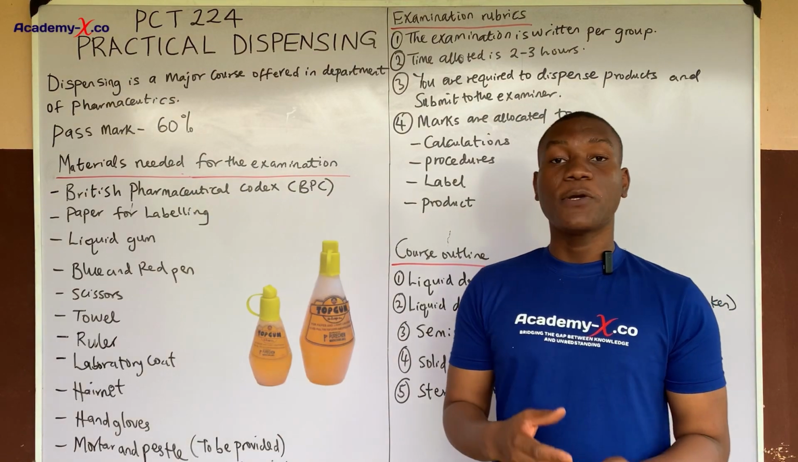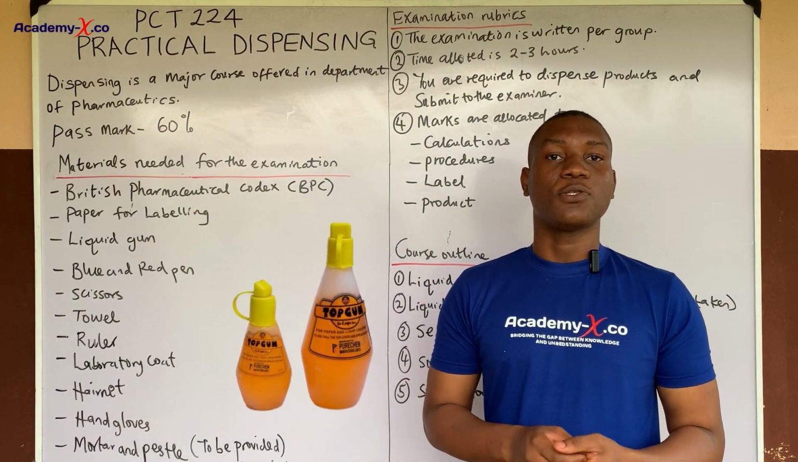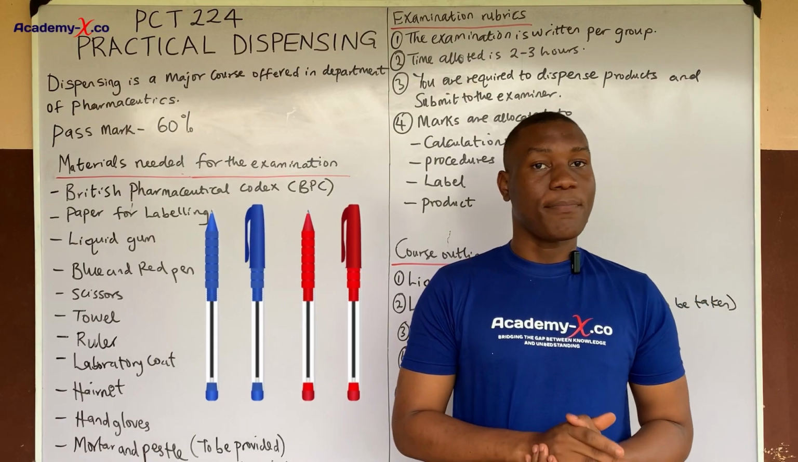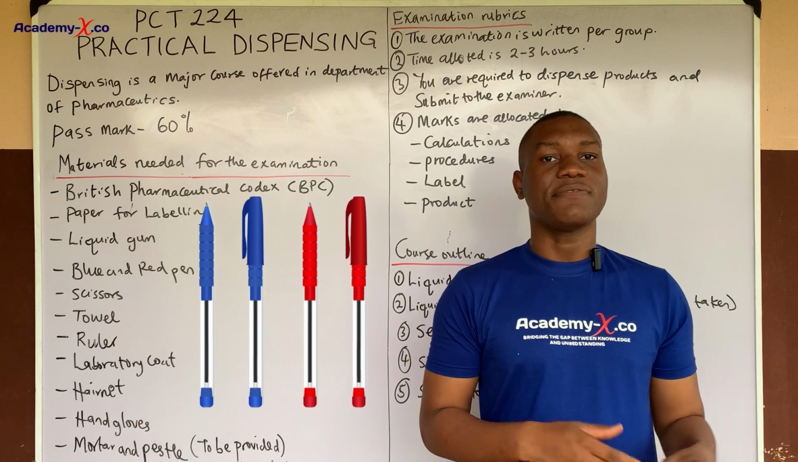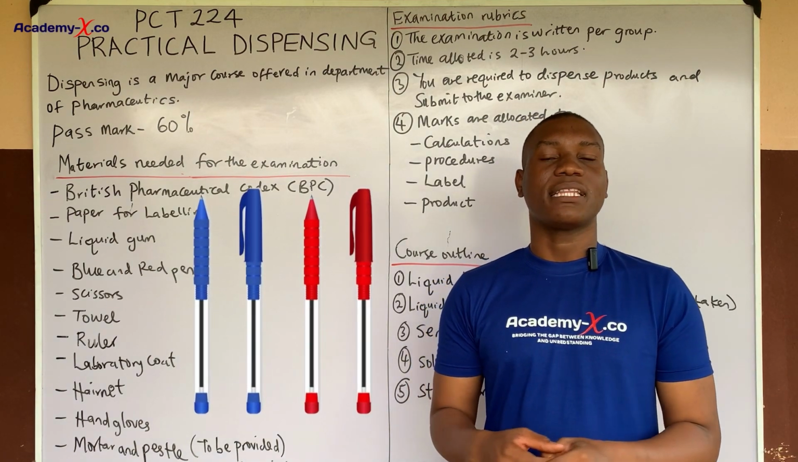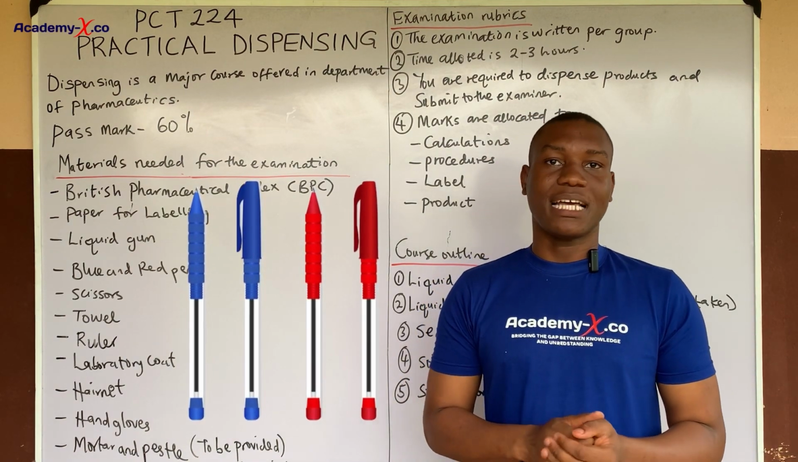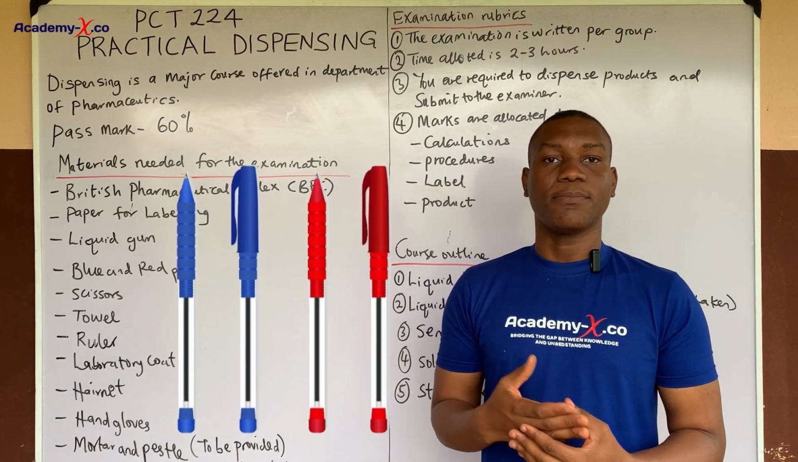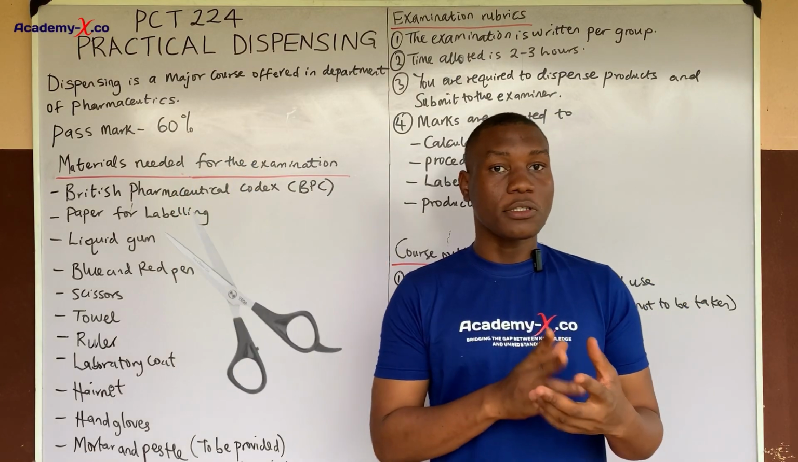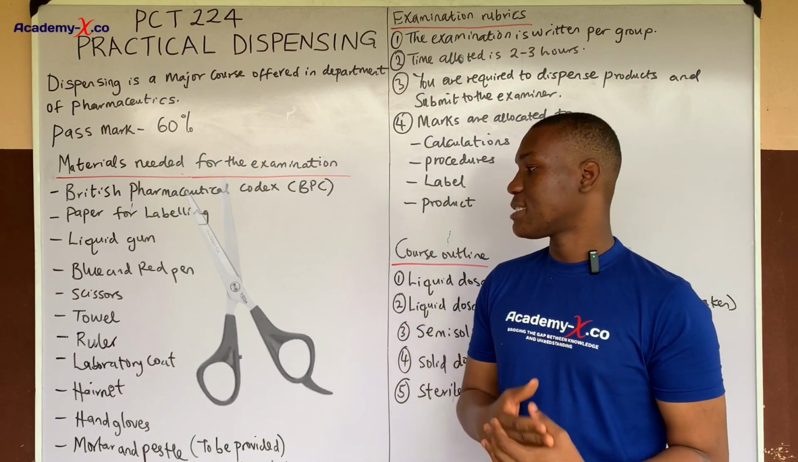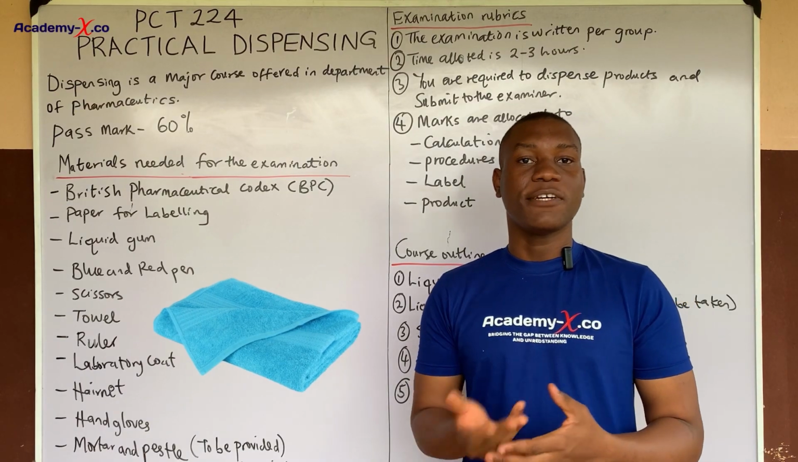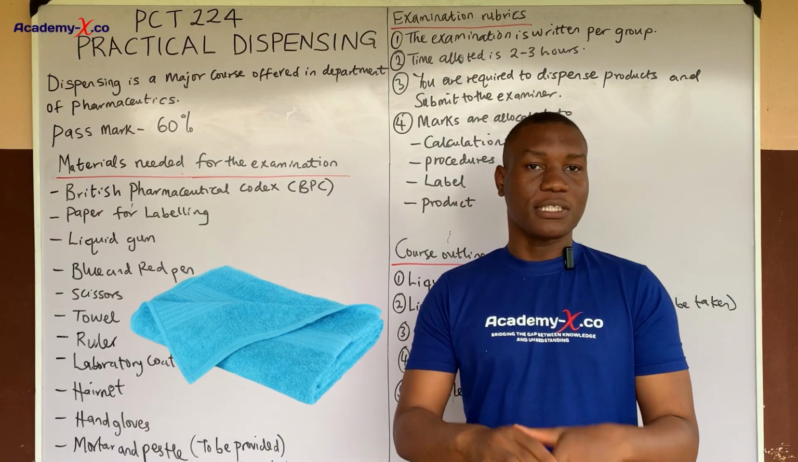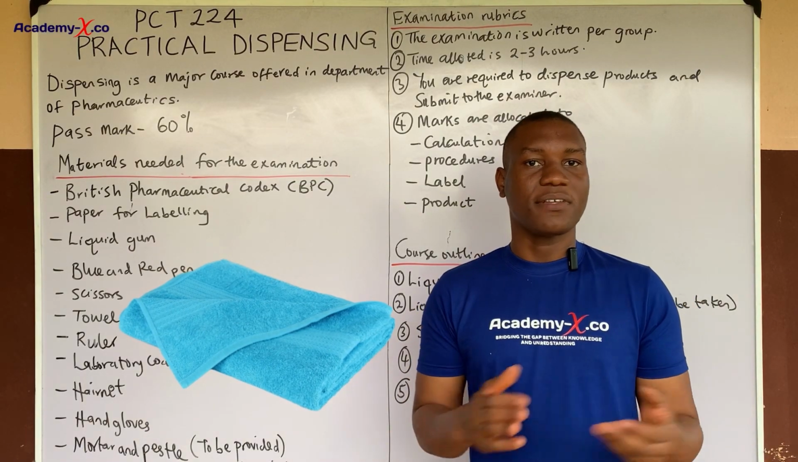So we have liquid gum. Yes, you need a liquid gum to be able to put the label on your product. We have a blue and red pen. The blue pen is for your calculations, the red pen is for writing certain things in red, like poison. There are some APIs that are classified as poison, and we are going to look at them as we go through the practical. We have scissors, yes, for cutting your papers. We have the towel for cleaning your area, because as a good pharmacist, you have to maintain aseptic procedure. The towel will help you clean your area. After your dispensing, you clean everything again.